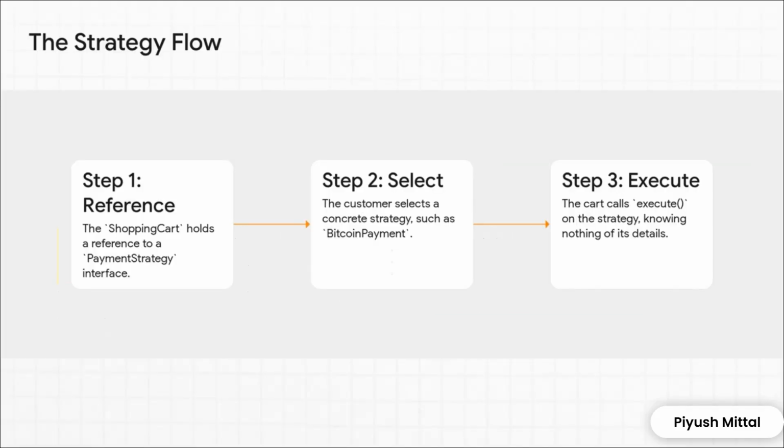And the flow is just beautifully simple. The shopping cart has no idea how to process a Bitcoin payment versus a credit card payment. And you know what? It doesn't need to. It just holds a placeholder for some payment strategy. When the time comes, it just tells whichever strategy the user picked, hey, do your thing. This is loose coupling at its absolute best, and it makes the system so much easier to extend and to test.